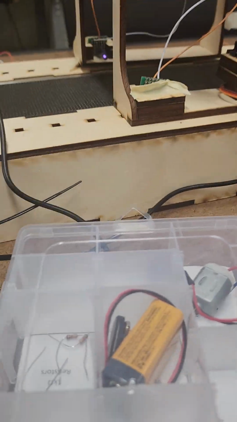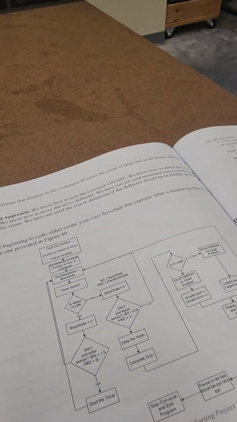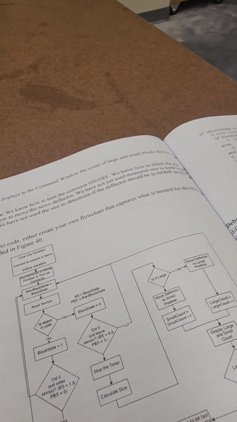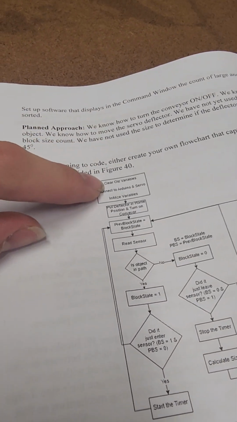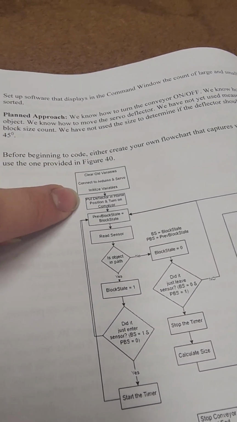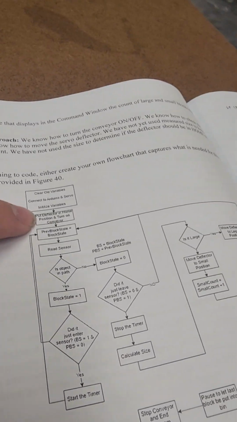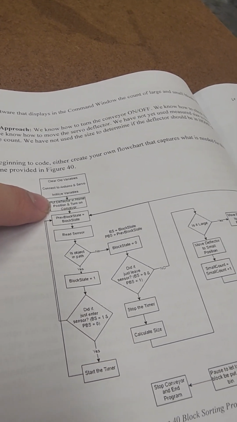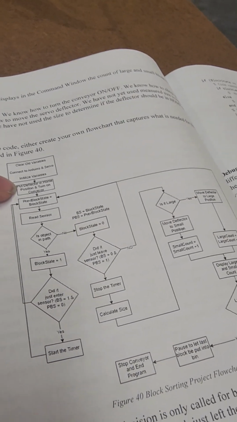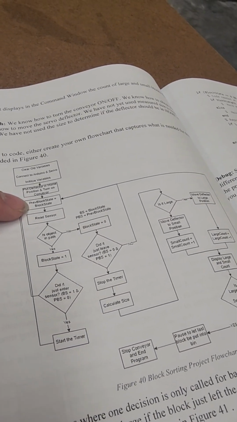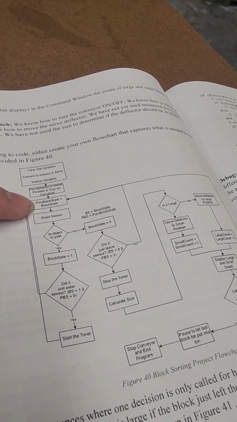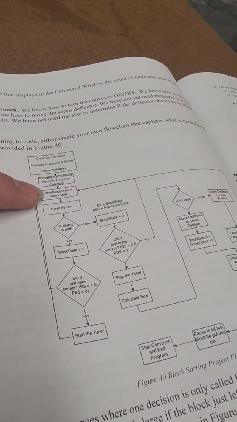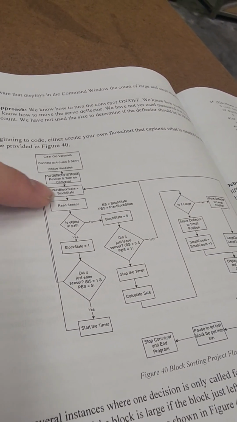Okay. So this is the flow chart. Here we have it clear old variables, and then it tests the deflector, and then it returns to home. It clears the blocks, and sets it so that the previous block state is equivalent to the block state.